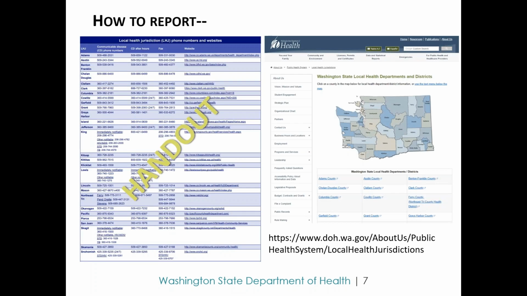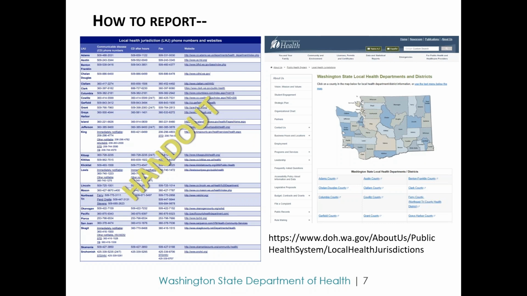So one of your handouts, has everyone gotten a handout now? Okay, awesome. So your first handout, you see that blue sheet, the really tiny one. This is a list in Washington for all of our health jurisdictions. It has your phone numbers, your fax numbers, and websites. So again, you can find this online. It's going to be a little more readable probably than your handout. But this is the information.